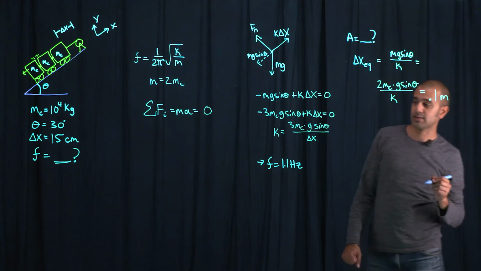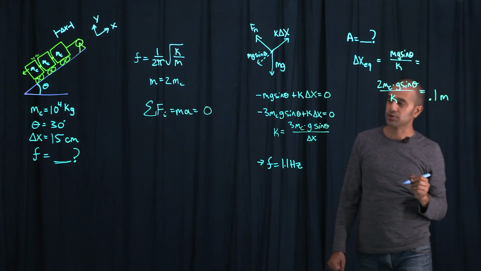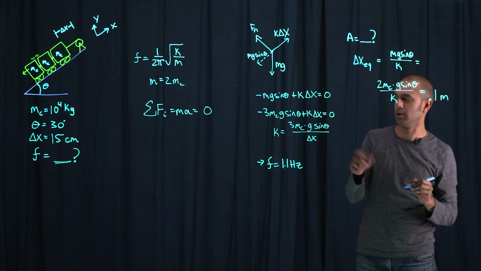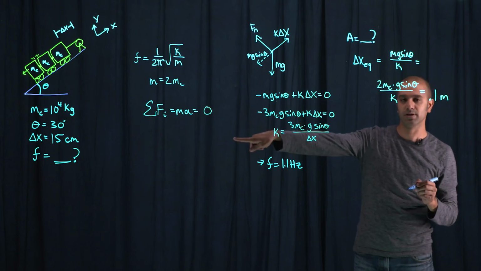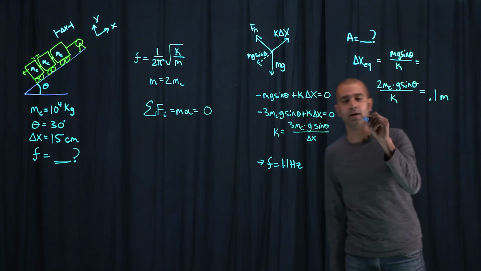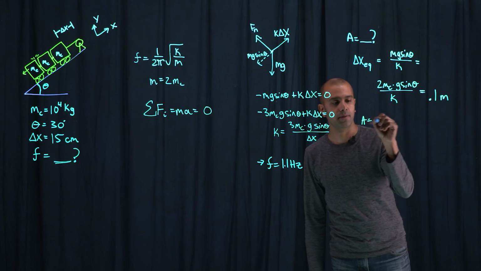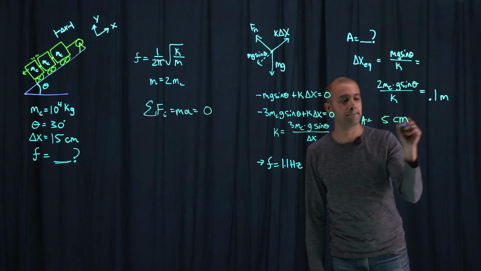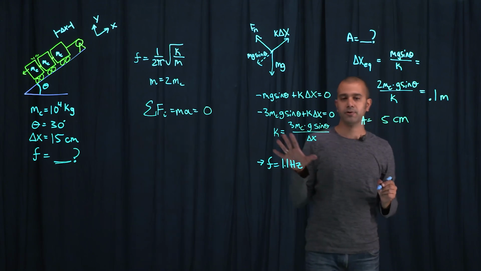And so that means that the amplitude is going to be the furthest extension, which we had intuited a moment ago was 15 centimeters, minus the equilibrium extension, which is 10 centimeters. And so that means that the amplitude is 5 centimeters. OK, so this answers the first 2 parts of the question.